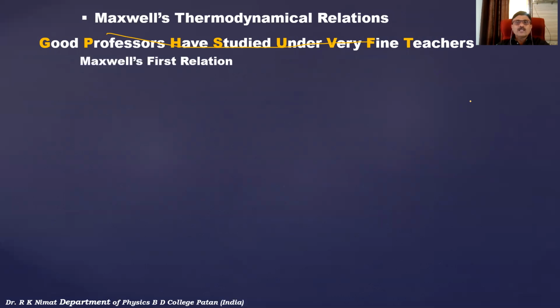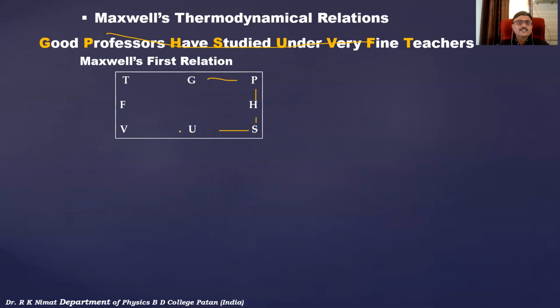So how can we derive the first thermodynamic relation? For that, you have to write all these first letters in this order. Write U at the center of this rectangle, and in this order you have to write G, then P, then H, then S, then U at center. Then you have to write V, then F, and finally T. So these 8 letters you have to write in this way. That is the first thing you have to do. Then you have to draw the arrows in the downward direction.